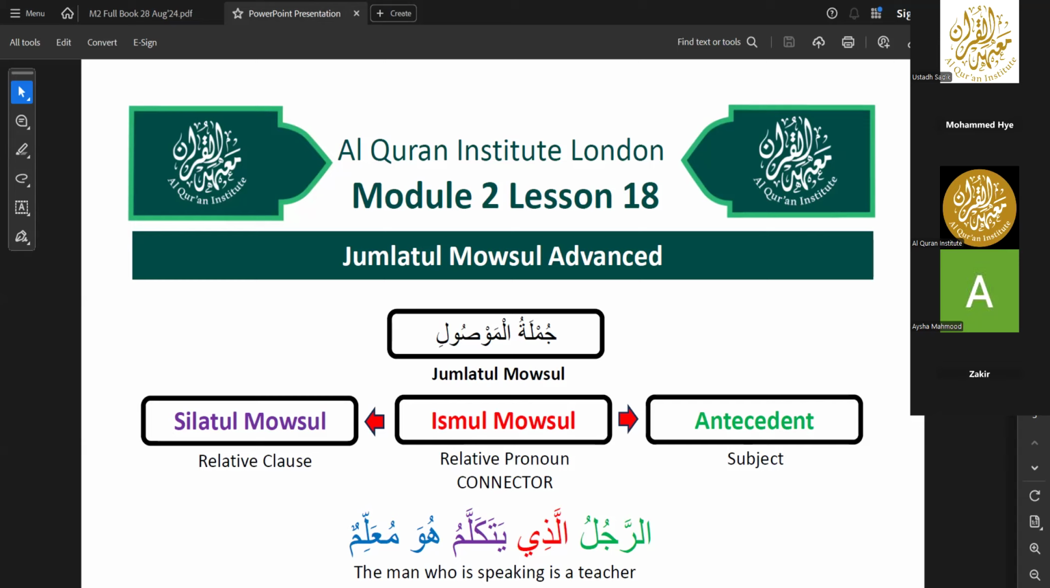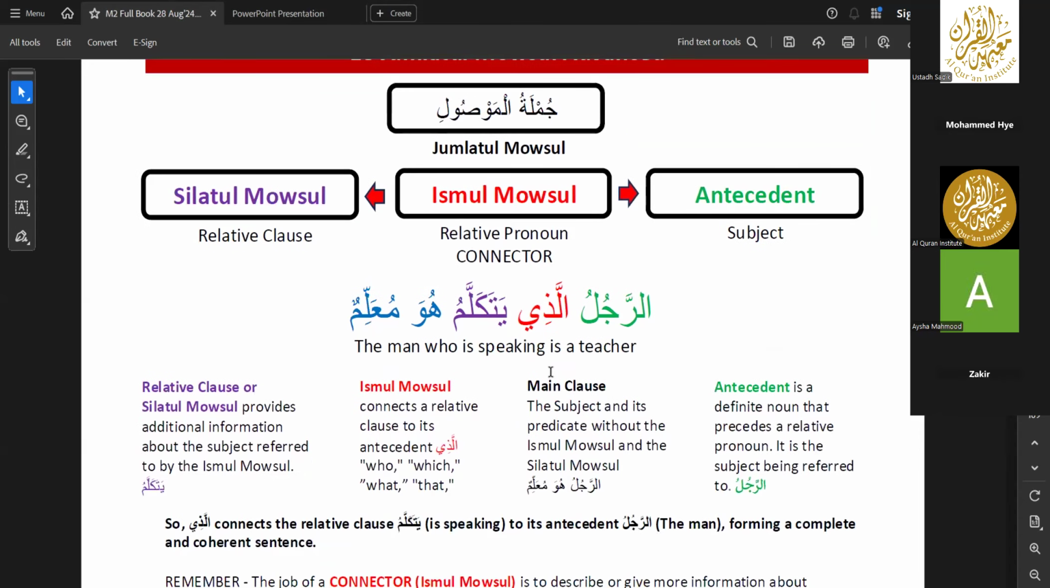Okay, so again, we will see some examples and go over this many times. In the second part of the lesson, we'll go through some examples where you can see in practice. There'll be some verses where you can see how they are all connected.